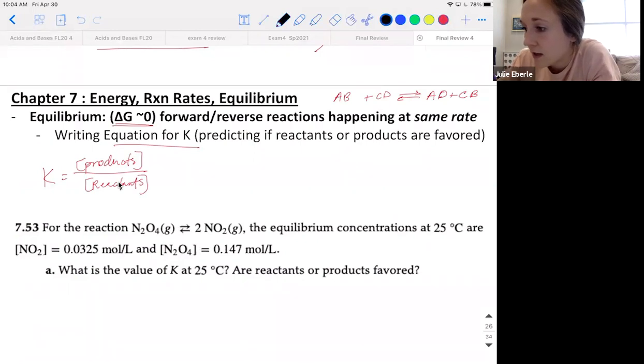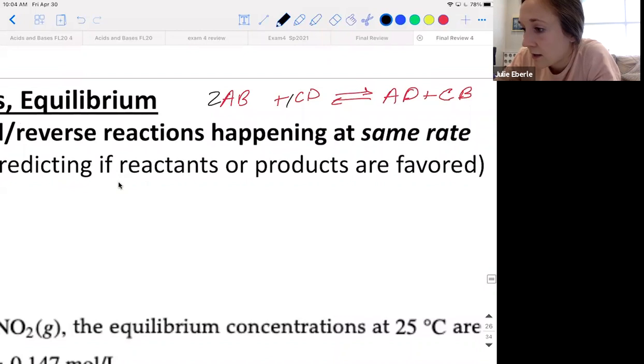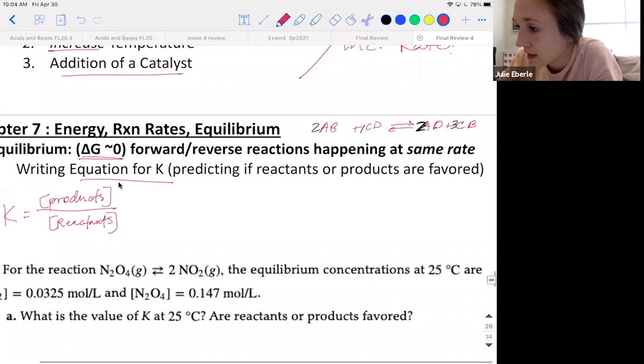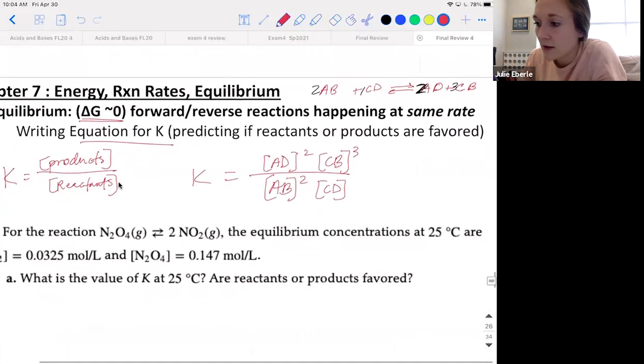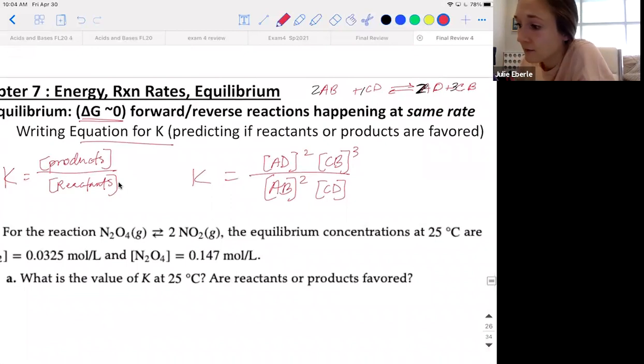So if we had coefficients of, let me just zoom in, 2, 1, I'm just throwing numbers in here. This is not even going to be balanced. Actually it would have to be, no, there's no way it can be balanced. 2, 3, let's just say these are our coefficients. Just making numbers up. It's not even balanced. But it would look like this. AD to the power of 2, CB to the power of 3, over AB to the power of 2 times CD, and it's just raised to the first power, so we don't have to write anything there, okay? Coefficients do matter here.